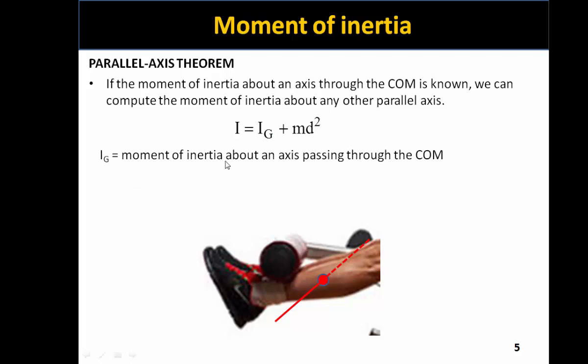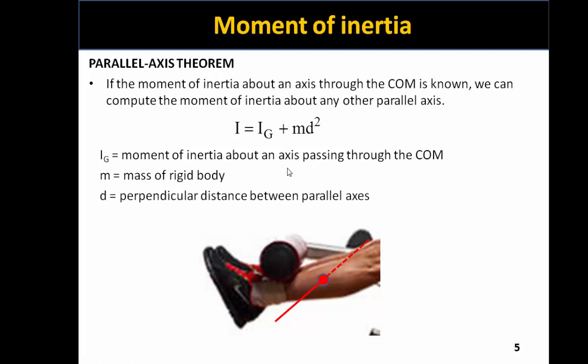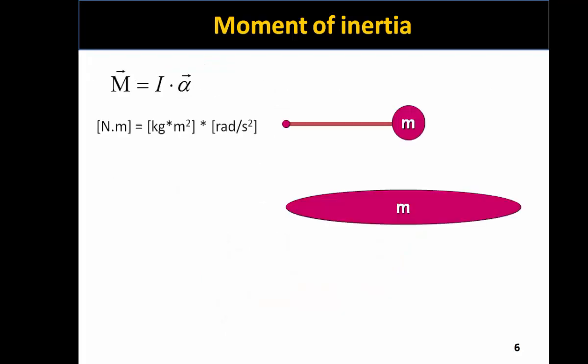So Ig is the moment of inertia through the center of mass, m is still the mass of the rigid body, and d is the perpendicular distance between the parallel axes. In our knee extension example, the parallel axis we will consider here is an axis through the knee joint, and the perpendicular distance is simply the distance between those two axes.